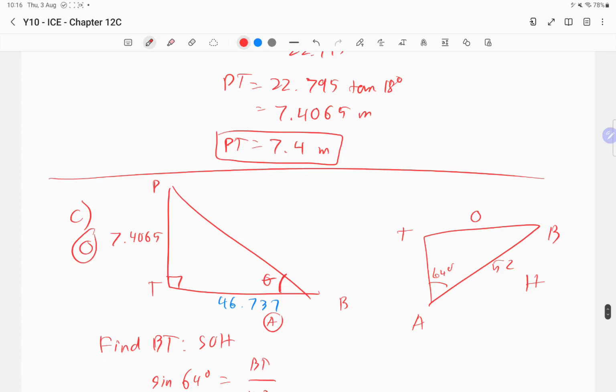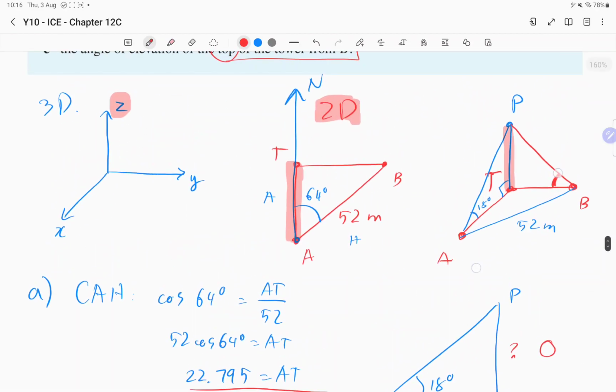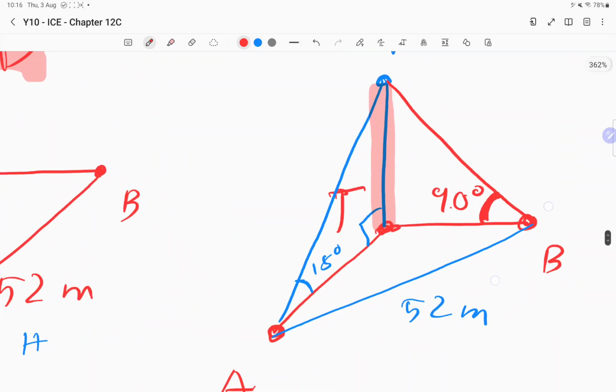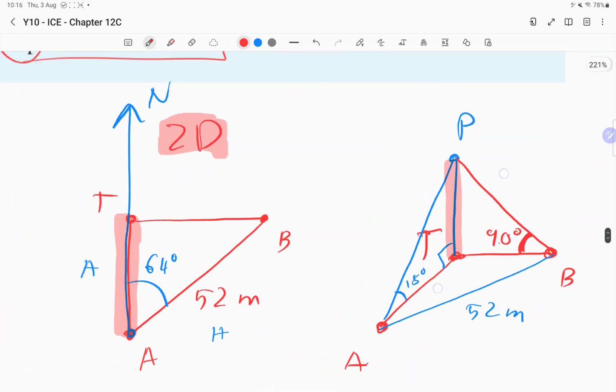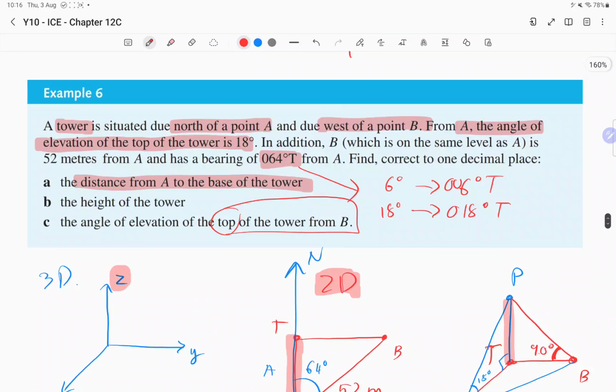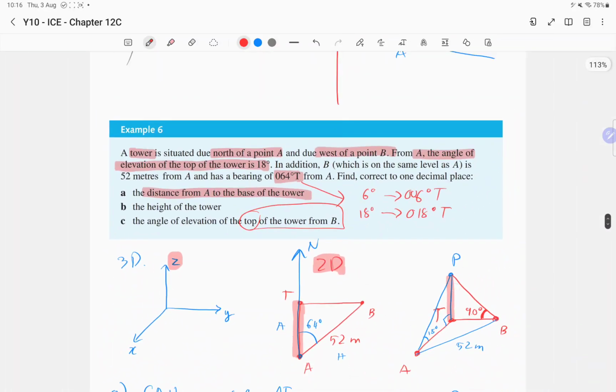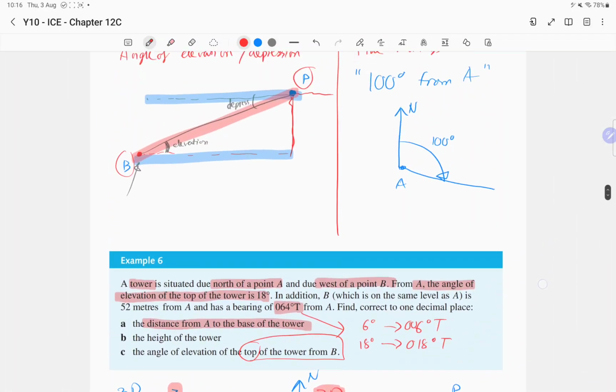This means that the angle of elevation, so go back to this one here, the angle of elevation of the top of the tower from B is roughly 9.0 degrees. So that's based on the main diagram here. Okay, so make sure to retry these examples because they are very good examples of these two main concepts here.